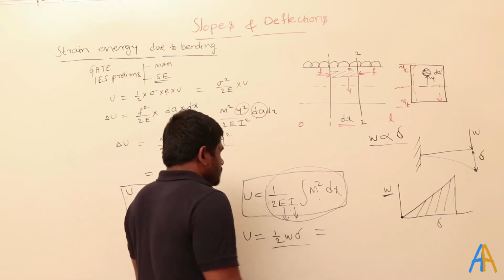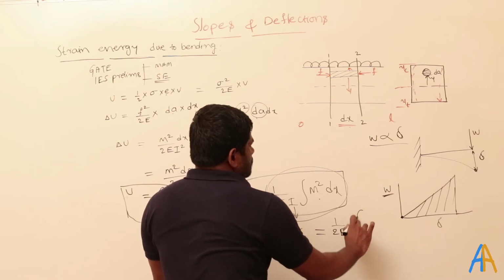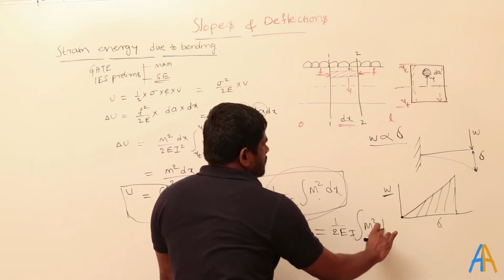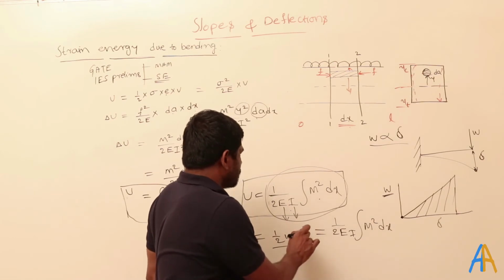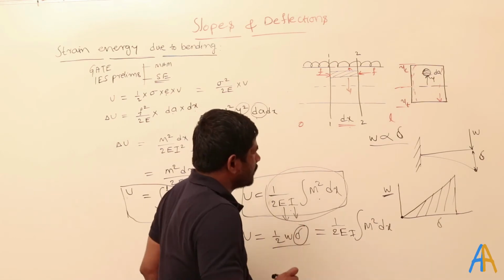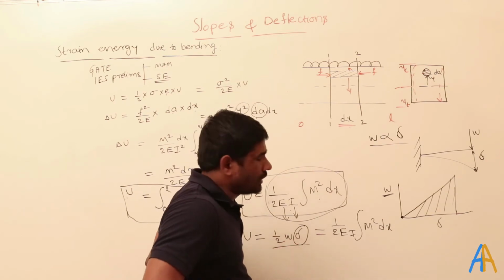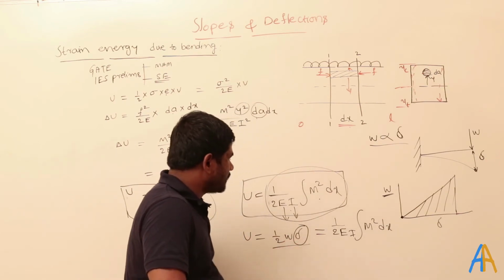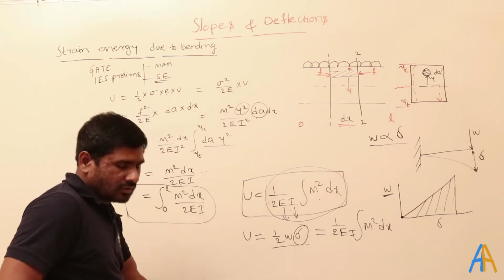So if we equate this to 1 by 2 EI integral M square dx, by equating this, what happened? We can calculate the delta value here. What is delta? Delta is nothing but the deflection of the beam here. That is how we are finding out the deflection here.